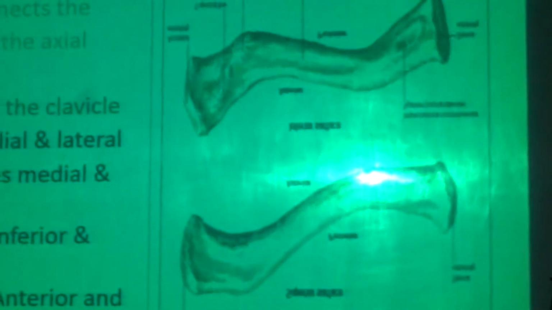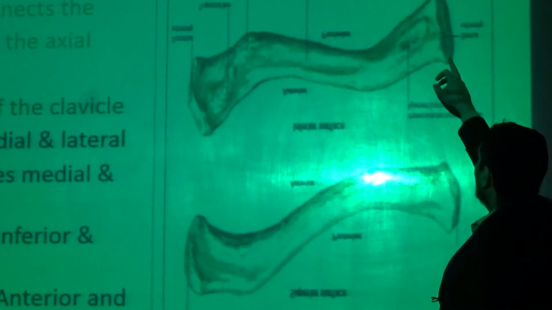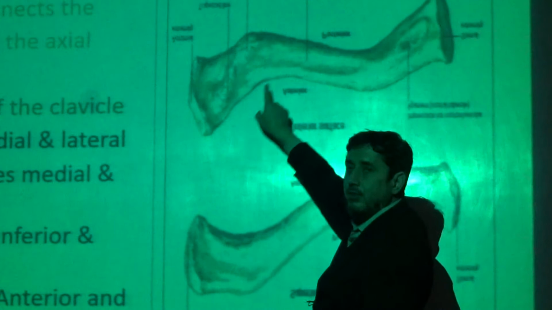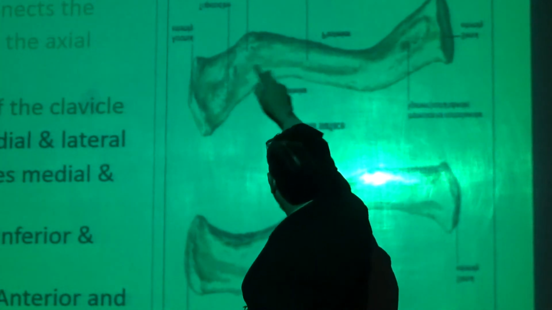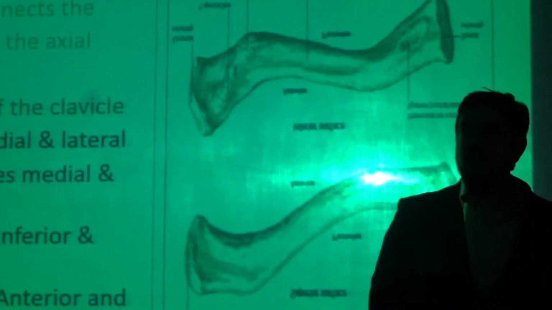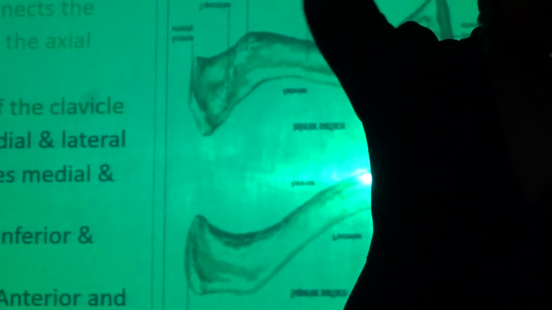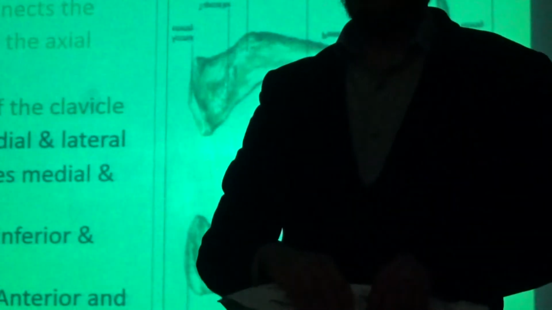Which one is the lateral end? Which one is the medial end? This is the medial. And what is this one? Flat is lateral. So which one is the lateral curve? This one. And what is this one? Medial curve. Which one is the bigger? Medial curve, making 2/3 of the bone. 2/3 of the bone. It's very important.